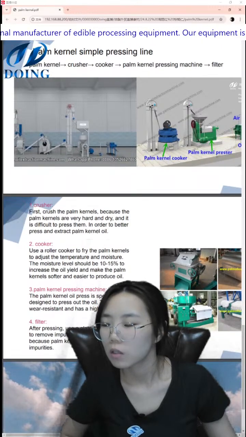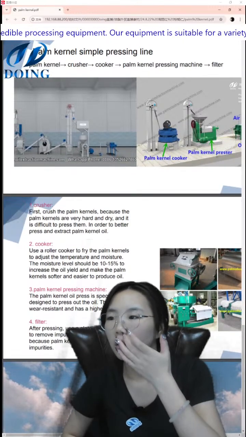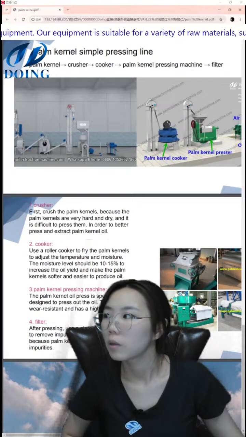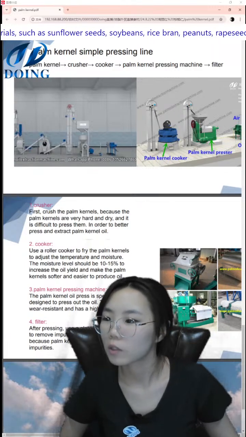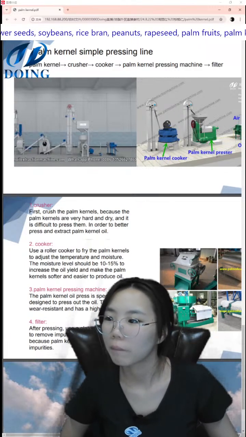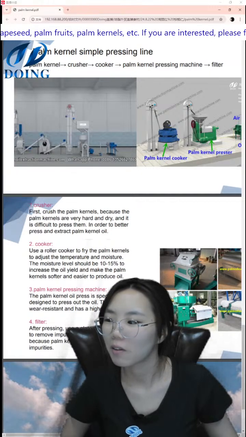The first machine is the crusher. Firstly, crush the palm kernel, because the palm kernels are very hard and dry, and it is difficult to process them. This is in order to better process and extract the palm kernel oil.